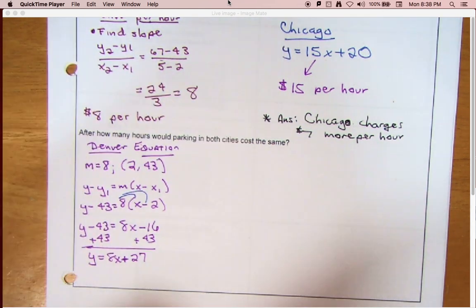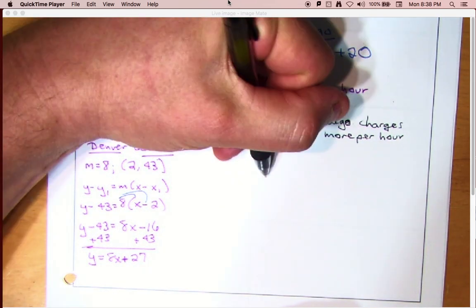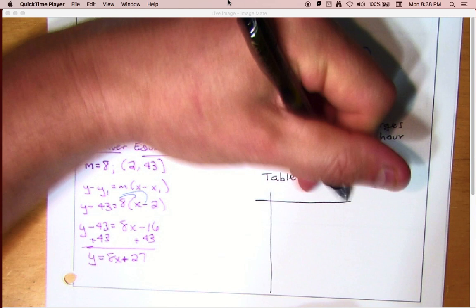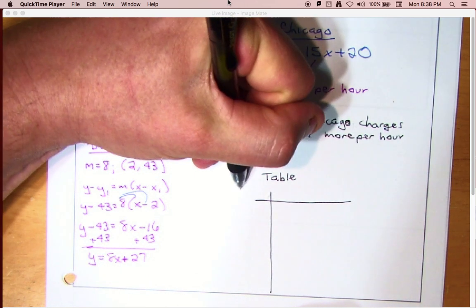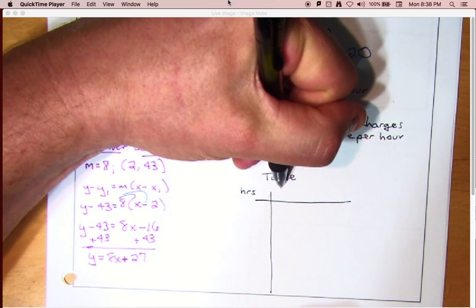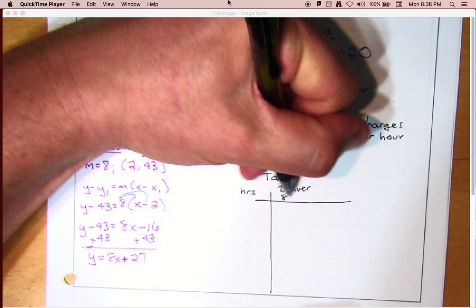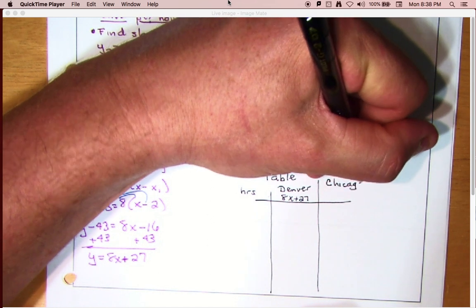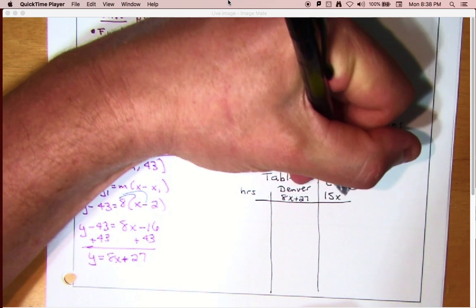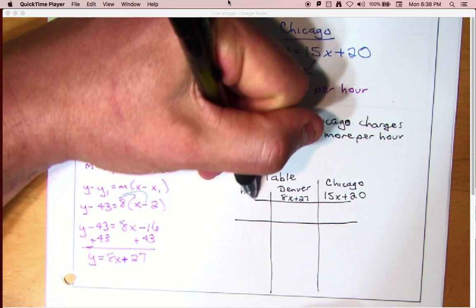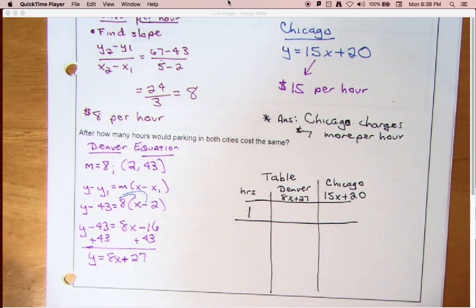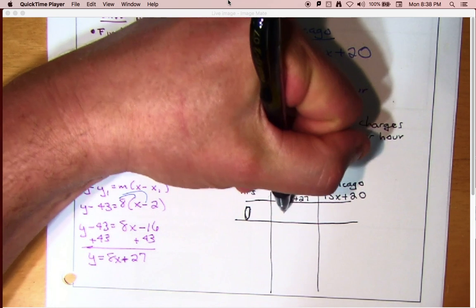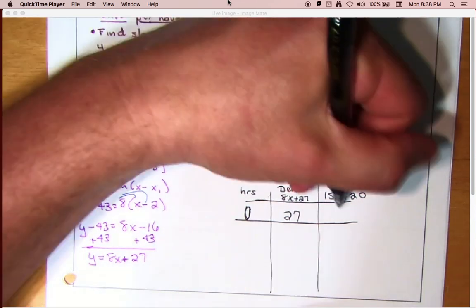We've got the Chicago equation up here. And so what I would do is just create a table. So you've got your hours, and then you've got Denver, which is 8x plus 27. And you've got Chi-Town, which is 15x plus 20. And I would just go through and chunk your numbers. So let's start with 0 hours. At 0 hours, Denver, the second you pull in, they're going to charge you 27 bucks. And then Chicago's only going to charge you 20.